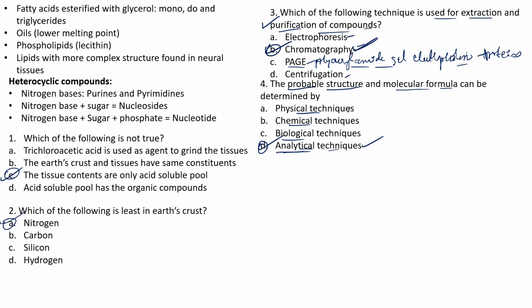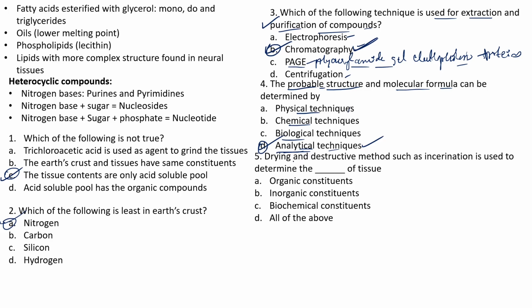Probable, what do you mean by probable? Probability, okay? Maybe or maybe not. That appears to be true initially, or it may even be false later on. Yes. So hence D is our right answer.